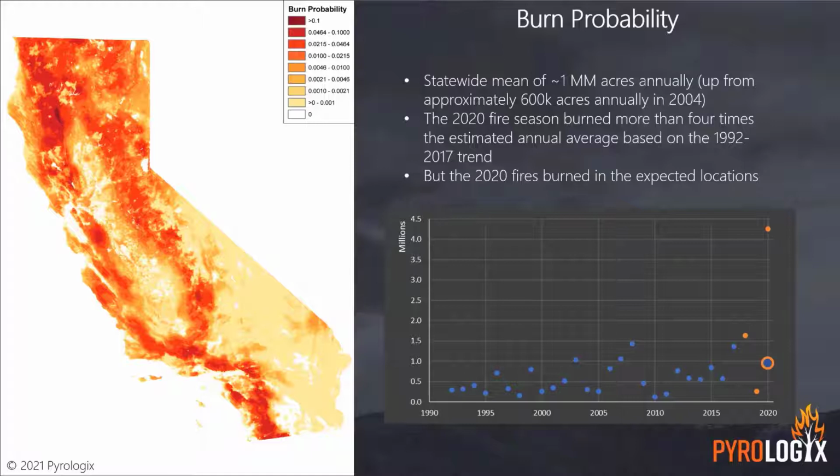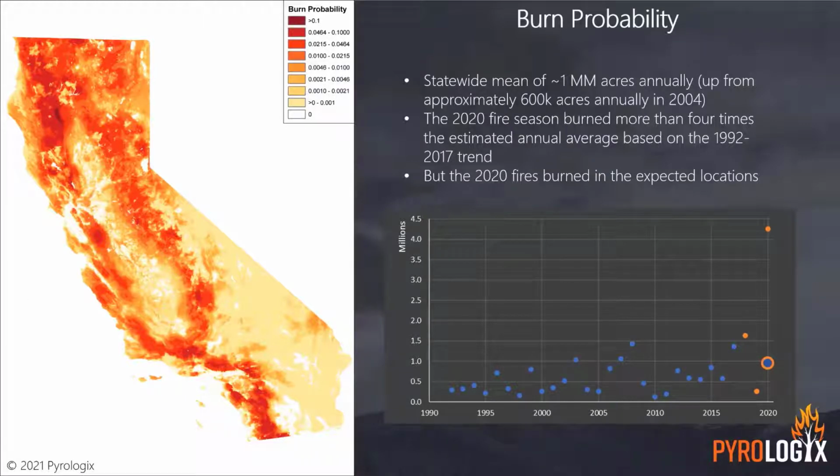Now, when we look at this across the whole state, what we can see is an average of approximately 1 million acres per year. That's what that averages out to. That's what this orange outlined circle here is showing, an average of about 1 million acres per year.